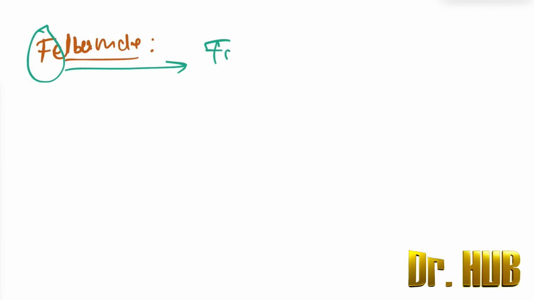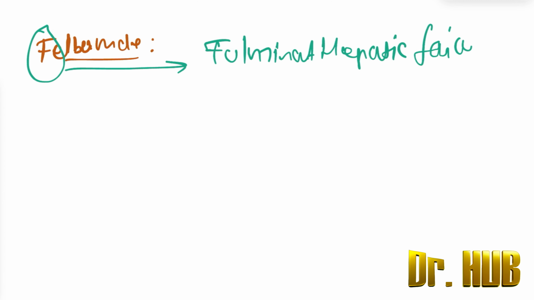So in case of the felbamate, there is fulminant hepatic failure. So F4F, fulminant hepatic failure, and there is also the aplastic anemia. This is all associated with the felbamate. So there is aplastic anemia.